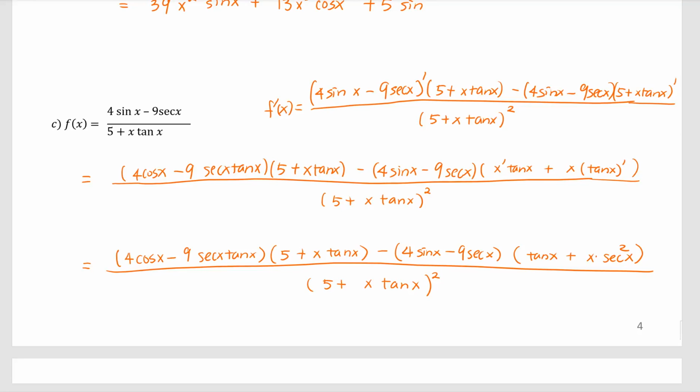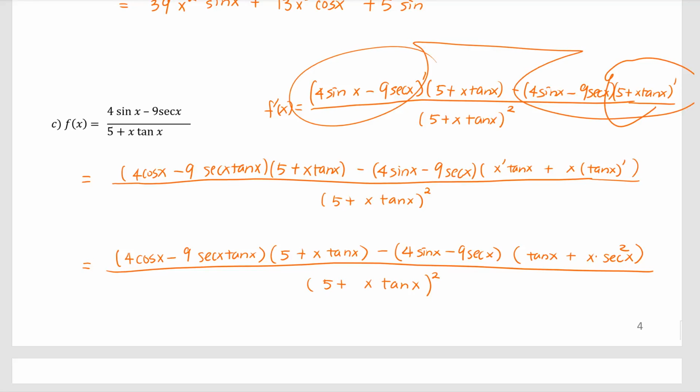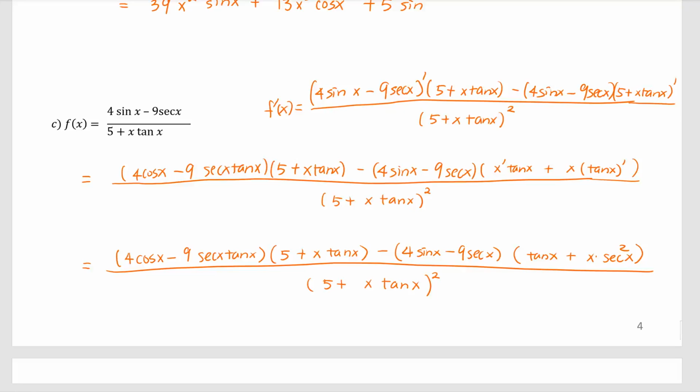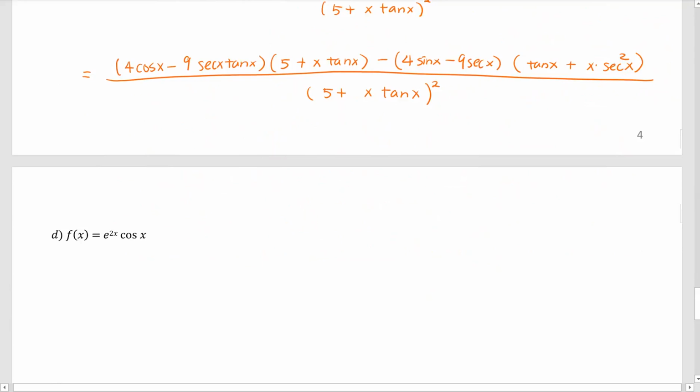The first step we do the quotient rule, and the second step we calculate this guy and this guy, right? We take the derivative of them. And here we use the rules, and then here we use the product rule. So we write out the product rule, and then the last step we figure out what is x prime or what is tangent x prime, okay? So each step we only do one thing, so let's do it step by step.